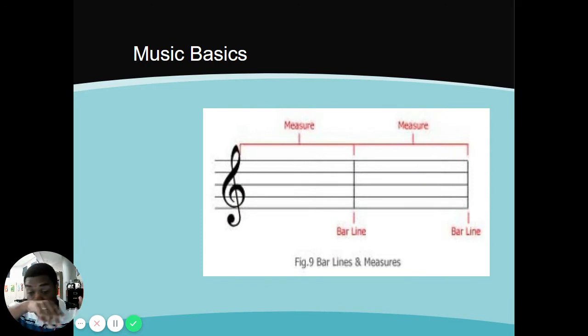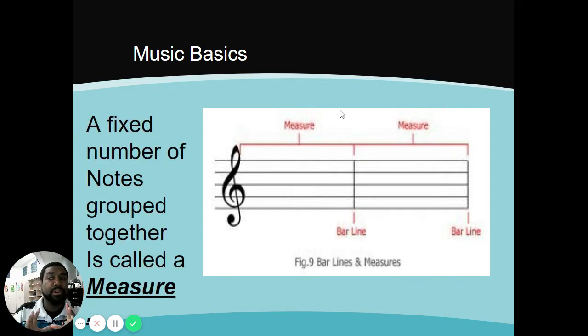We already talked about this idea of the music staff, but how do we organize everything on the music staff? Well, this is how we do it. A fixed number of notes grouped together is called a measure. To make sure that we can easily read music, we group up the notes, so you don't just have an endless amount of notes going on forever. We group them up, and those groups are called measures.